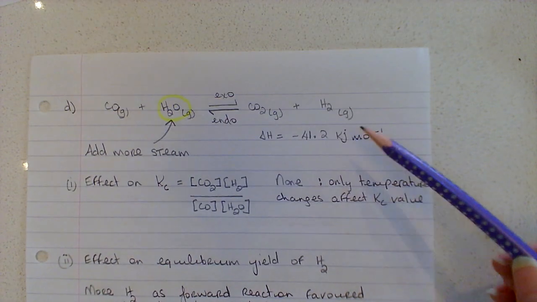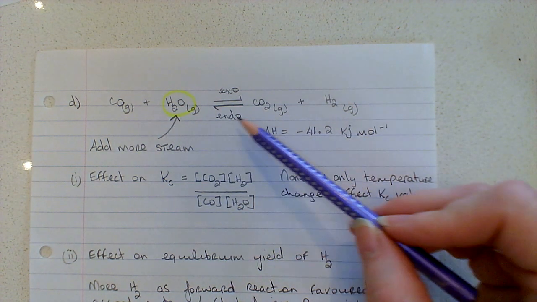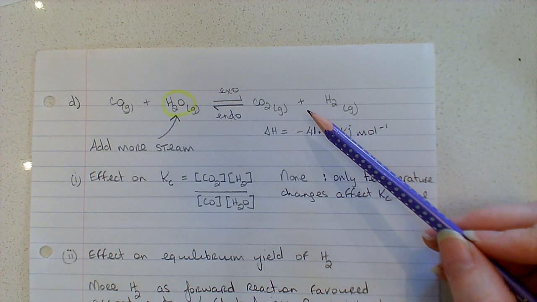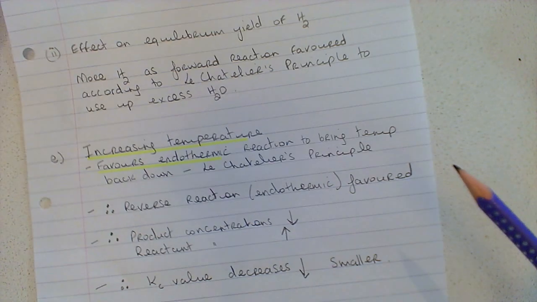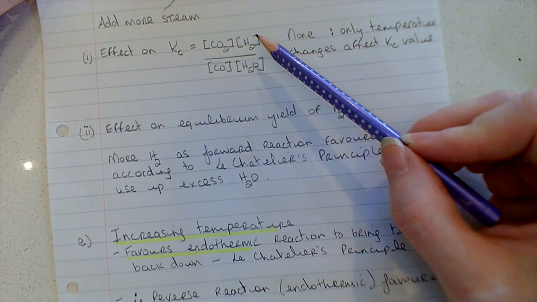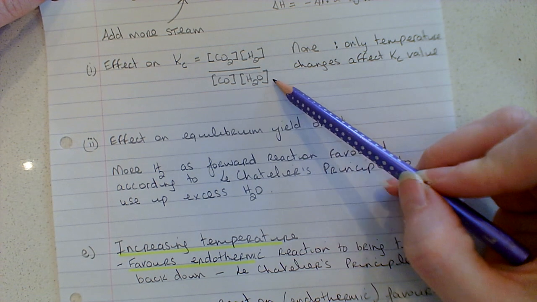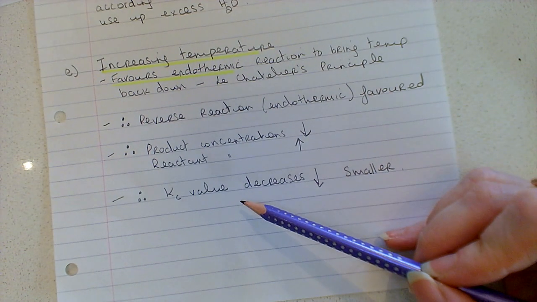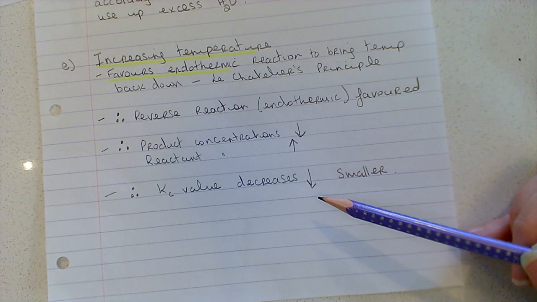So if I favour the back reaction, that means I'm going to be doing more of the back reaction. My products are going to decrease because they're being used up more, and my reactants are going to increase because they're being made more. And if I look at my Kc value, that means that my product concentrations are decreasing and my reactant concentrations are increasing. So overall, that's going to lead to a smaller value in Kc, a decrease in the Kc value.